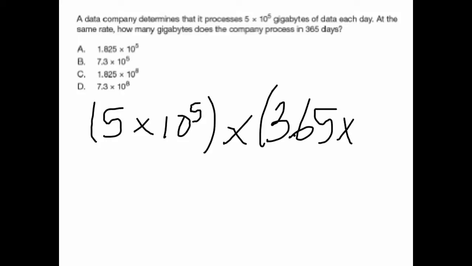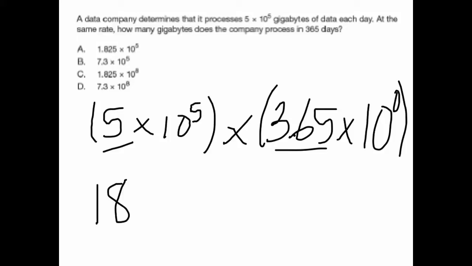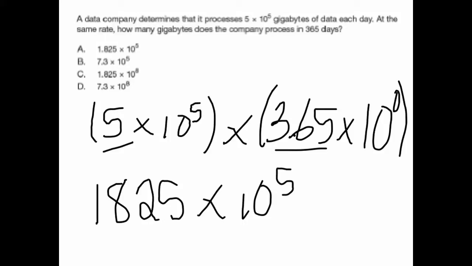Now, 365 is a naked number, which means it's 10 to the 0. So now I can just multiply this out normally. Go ahead and multiply your coefficients, since I don't care about my exponents in scientific notation. That comes out to 1,825 times 10 to the 5th.